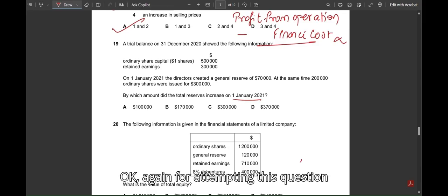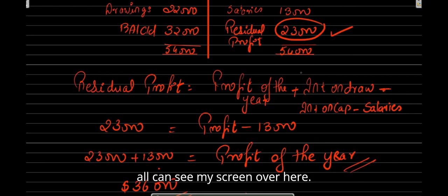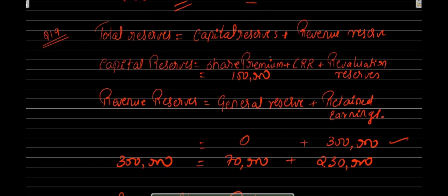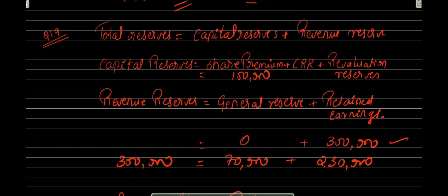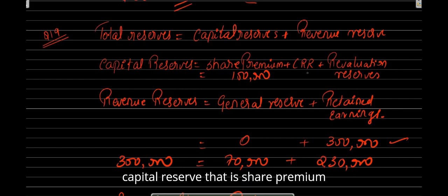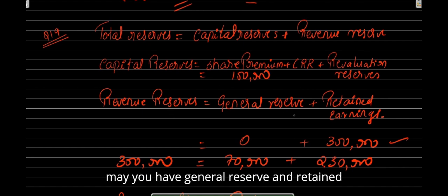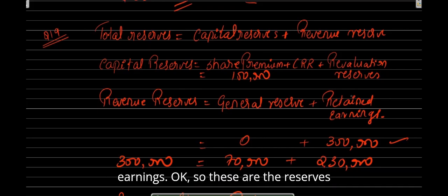Okay, again, for attempting this question, you should know about total reserves. If you all can see my screen over here. So total reserves includes what? Capital reserves plus revenue reserves. Okay, and what are the capital reserves? That is share premium, CRR, which is nothing but capital redemption reserve, and revaluation reserve. And revenue reserves, you may have general reserve and retained earnings. So these are the reserves which affect your total reserves.